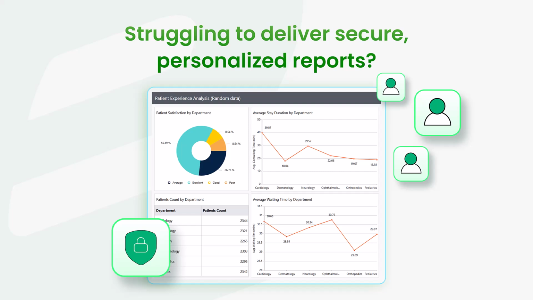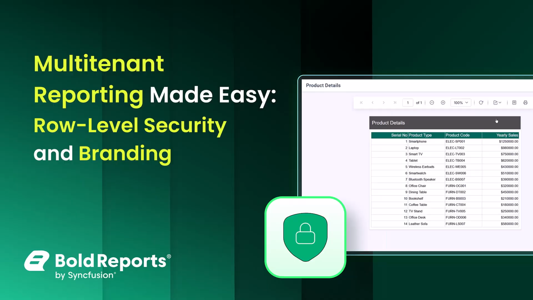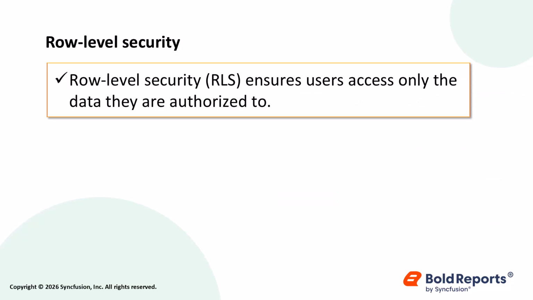Are you struggling to deliver secure, personalized reports to multiple customers from a single base report? In this video, you will learn how to build a scalable multi-tenant reporting experience by using row-level security with custom attributes and white-label branding, so that every customer sees only their own data, and the portal's look matches their brand. Let me start with row-level security.